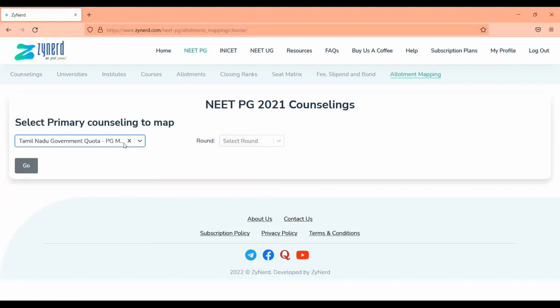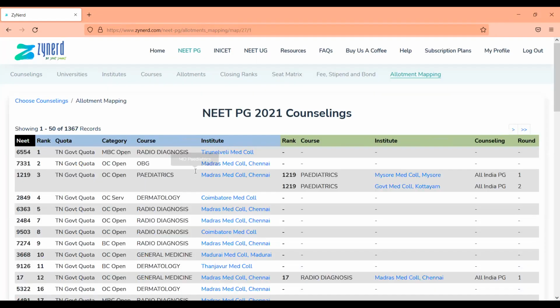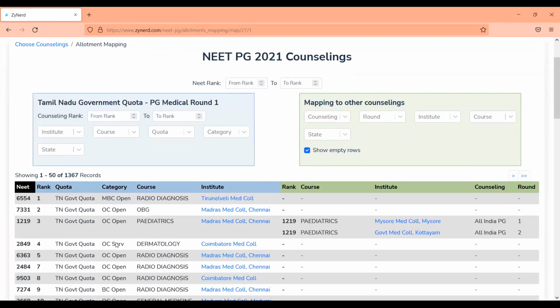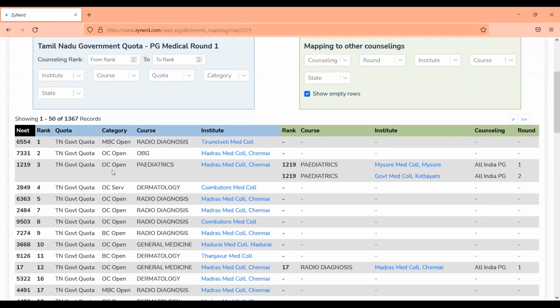I am taking the example of Tamil Nadu government quota here, and I'm looking at round 1 allotments of Tamil Nadu government quota. So what this tool will give you is all the allotments of Tamil Nadu round 1 government quota seats. And this is the entire allotment list on the left-hand side. It consists of 1,367 allotments. Now, for each allotment, you will be able to see what seats these candidates have gotten in all other counselings, right from All India Round 1.